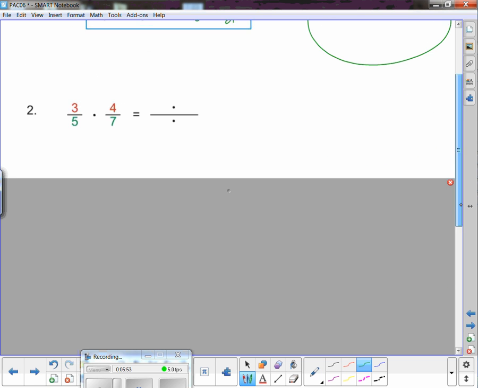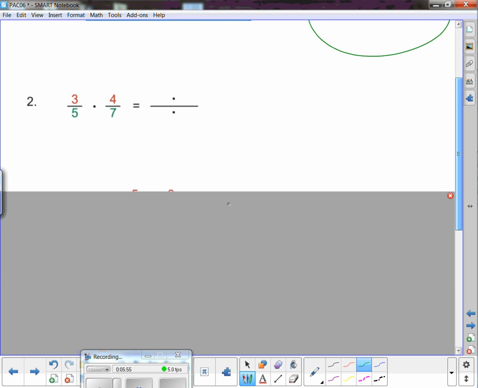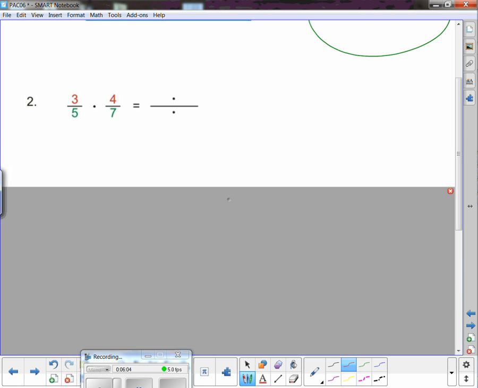Oh boy, here's a tough one. 3/5 times 4/7. Okay, usually multiplication, I'll let you go on the rule step later, but for right now, just hang in there. Top is 3 times 4, right? That's pretty hard. And the bottom is 5 times 7.